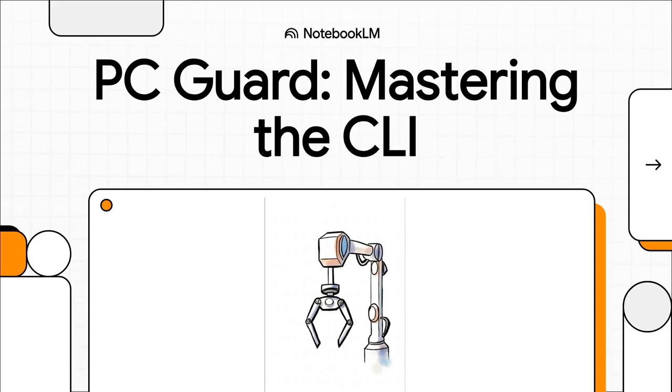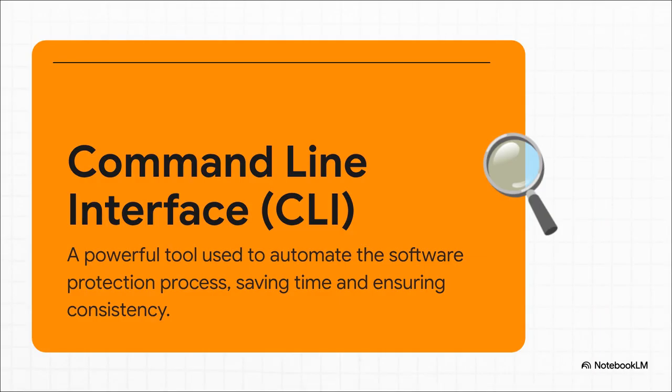We are going to unlock the full power of PC Guard's command line interface, or what we call the CLI. So you might be asking, why even bother with a command line when there's a perfectly good graphical interface? And the answer is just one word: automation. Look, manually protecting every build is just a recipe for wasted time and, worse, human error. The CLI lets you script the whole thing, making it super fast, perfectly repeatable, and just completely reliable.